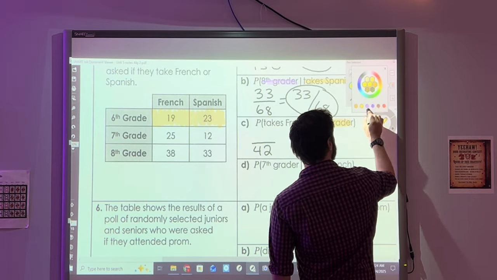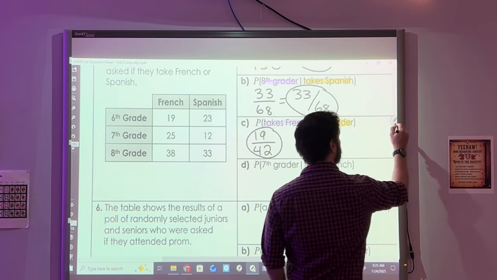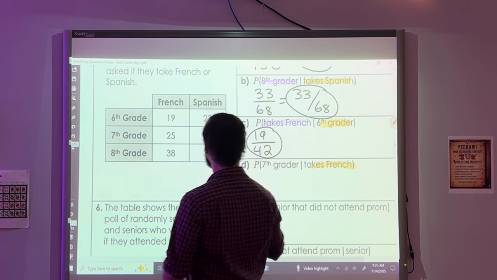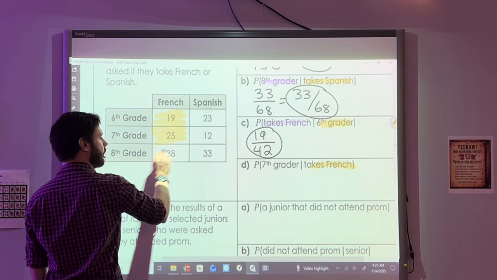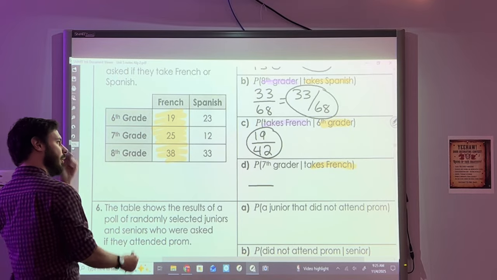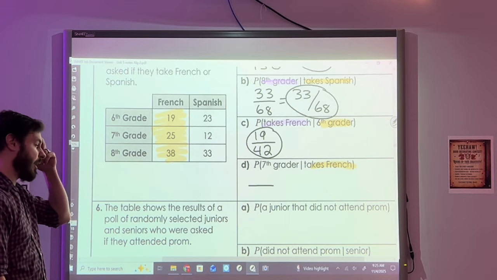Okay, you can always build them like this. Last one. They take French. So how many total French kids do we have? 44 plus that is 82.